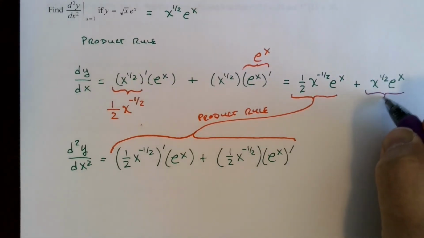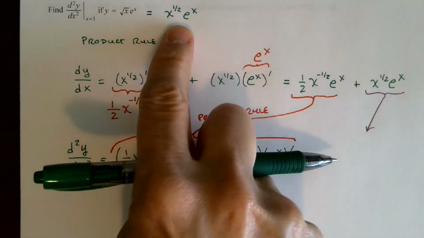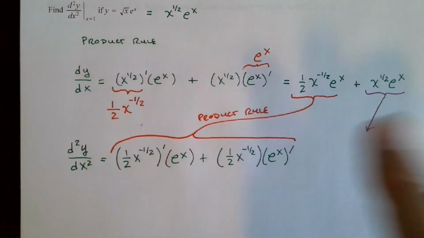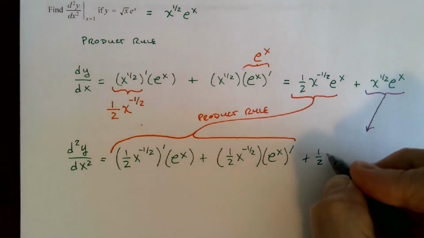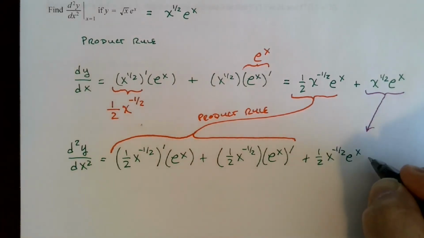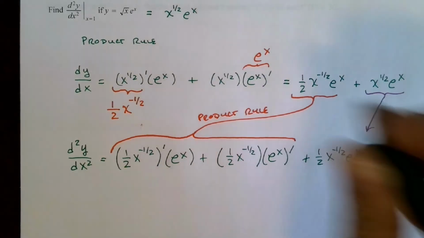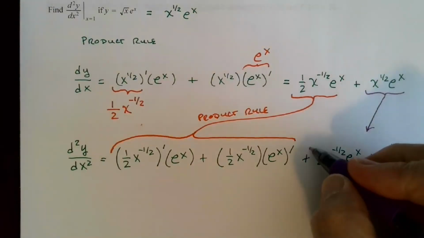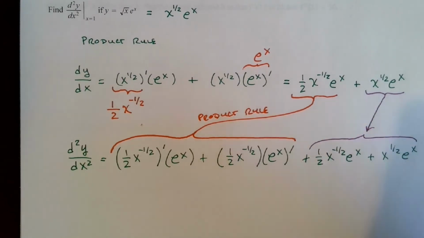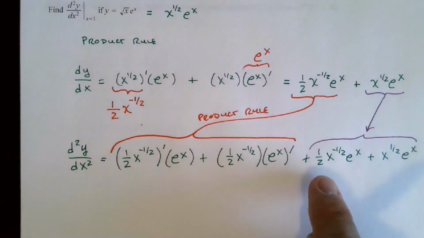And then, as we said, this one here, we've done. What's the derivative of this thing? It's the original function, so it's going to be 1/2 plus 1/2 x to the negative 1/2 e to the x plus x to the 1/2 e to the x. So it's going to be all of this. So the derivative of this thing is this, and the derivative of this thing is all this.